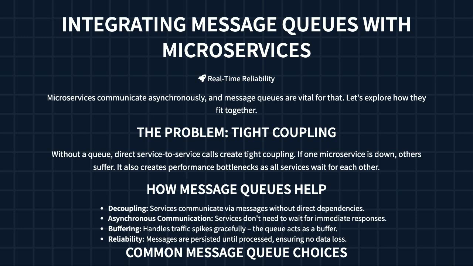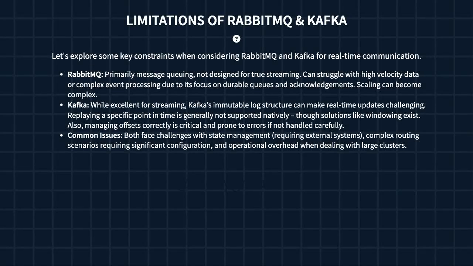We often use popular options like RabbitMQ or Kafka, each suited for different needs, from complex routing scenarios to high-volume streaming. Okay, let's talk about some of the downsides you might run into when thinking about RabbitMQ and Kafka for real-time apps. RabbitMQ is really built as a message queue. It excels at getting messages from point A to point B reliably. But because of that focus on durability, it isn't always the best choice for super fast data streams or complex events. Scaling can also get tricky.